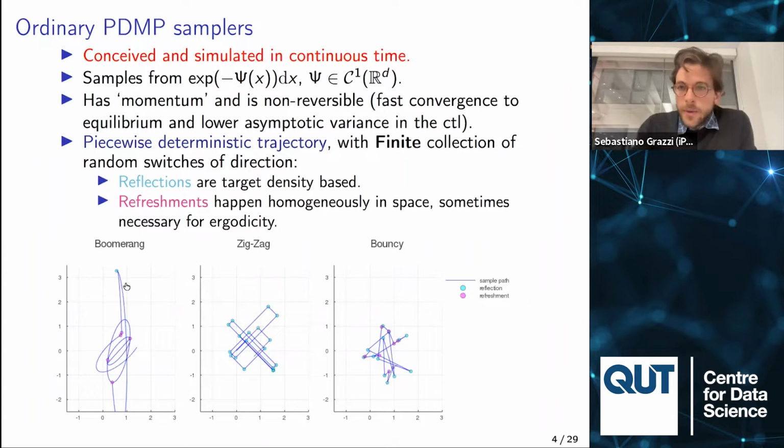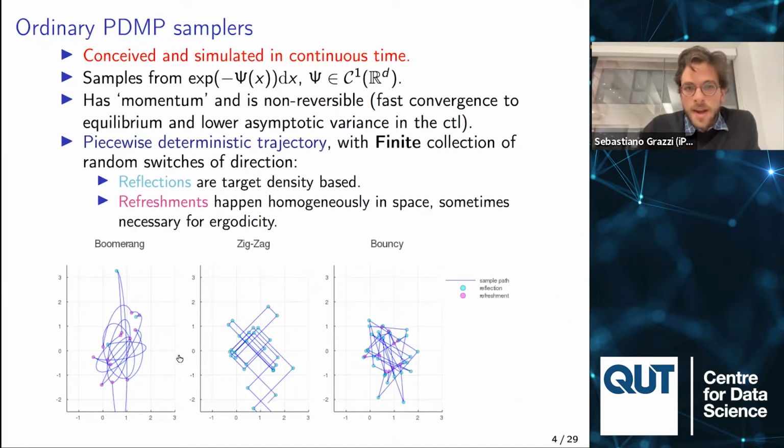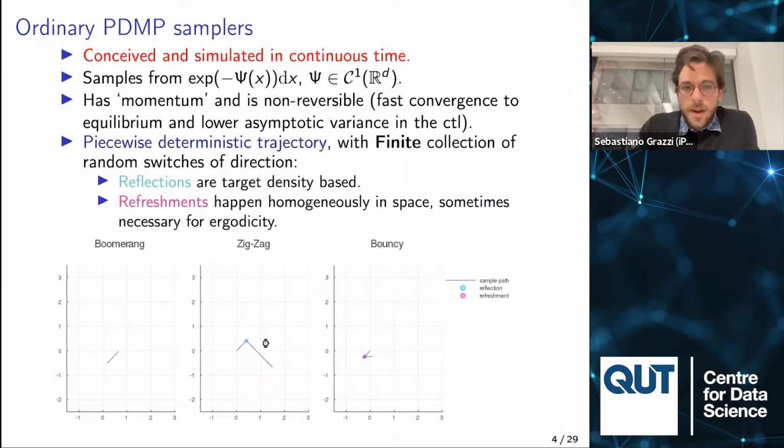So here you see three different piecewise deterministic Markov processes. All of them have a piecewise deterministic trajectory, fully deterministic. There is no randomness. And they have a collection of random times. At these random times, essentially, the velocity changes. So the trajectory of this process changes.